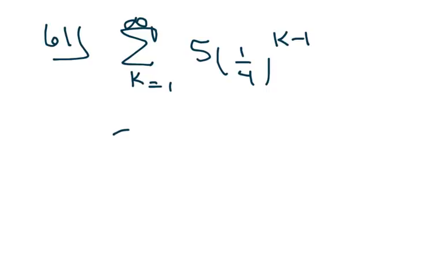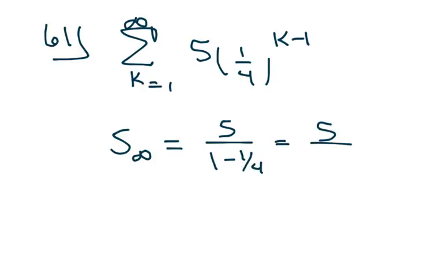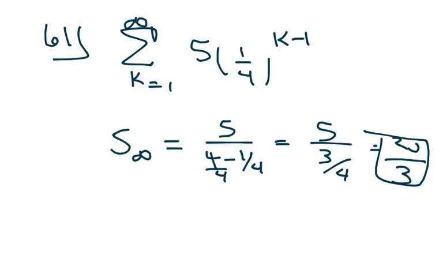So the infinite sum formula is going to be a over 1 minus r, which equals 5 over 3/4, right? Because this is 4/4 minus 1/4, so 3/4, which equals 20 over 3. And that's all. Pretty simple. You want to do another one, we can.